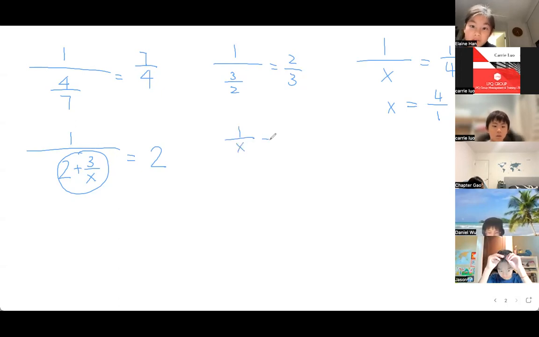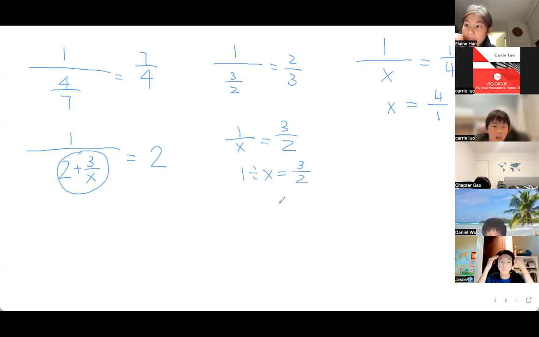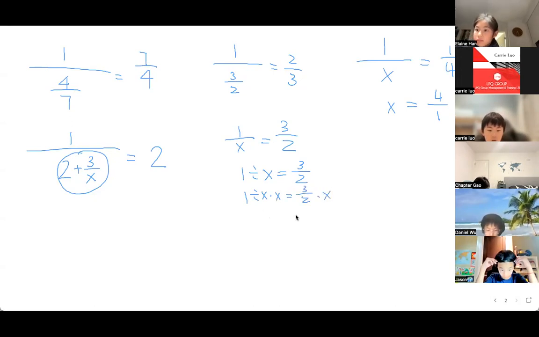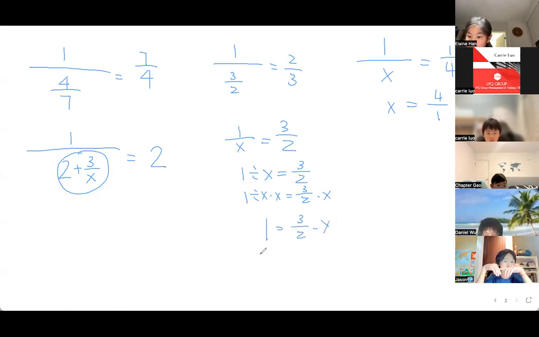Is 1 over x equals 3 over 2, right? That means 1 divided by x equals 3 over 2. So in order to have no x's, 1 divided by x times x equals 3 over 2 times x. Correct? So 1 equals 3 over 2 times x. So x equals 1 divided by 3 over 2 equals 2 over 3.